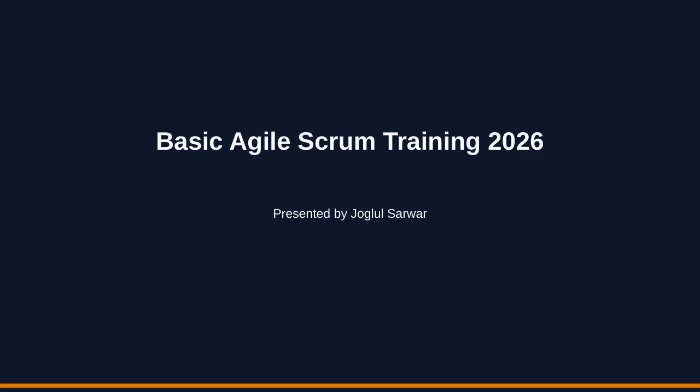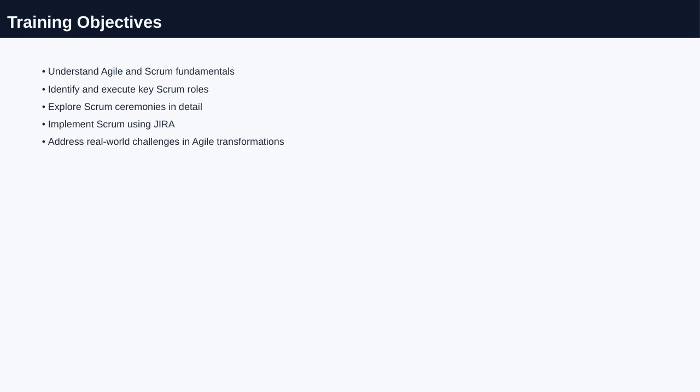Begin by taking a quick look at what topics we'll be exploring in the next slide. In this training, we'll start by getting a solid understanding of Agile and Scrum fundamentals, which will give us the foundation we need. Then, we'll look closely at the key Scrum roles and how to effectively carry them out.